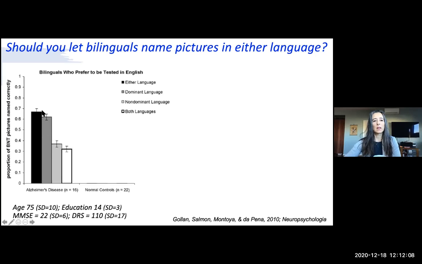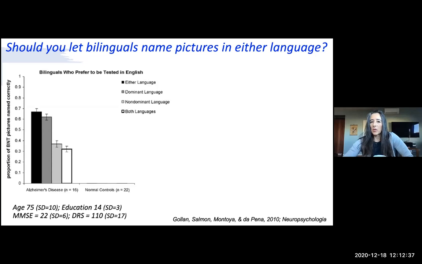And you see that letting bilinguals name pictures or give credit for pictures named in either language, they named slightly more pictures than they did just in the dominant language. Many fewer pictures in the non-dominant language. So testing bilinguals in a language that's not dominant is a mistake. And then fewer pictures still were they able to name in both languages. And so if your goal is to maximize fluency, let them name in either language.